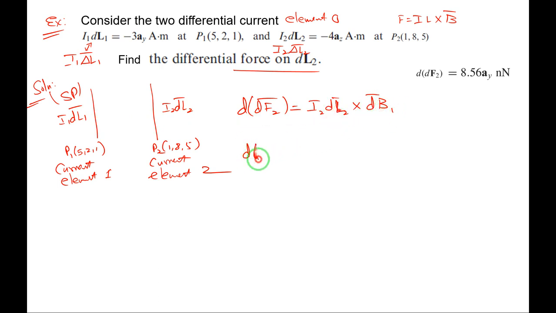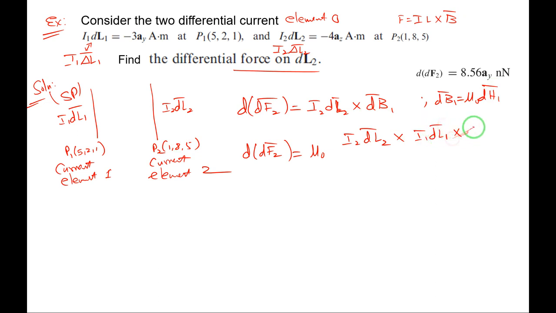We will write down the final formula. I will tell you how to write it. So B equals mu naught H, so mu naught I will take here, mu naught into this I2 dl2, and then the cross product. Then dB1 is equal to mu naught dH1, so I have written mu naught here. What is dH1? By Biot-Savart law, it is the current element I1 dl1 cross aR, close the bracket, divided by 4 pi r square.